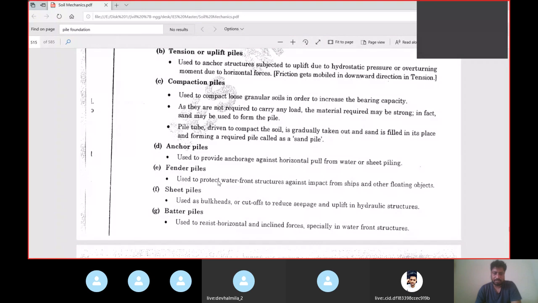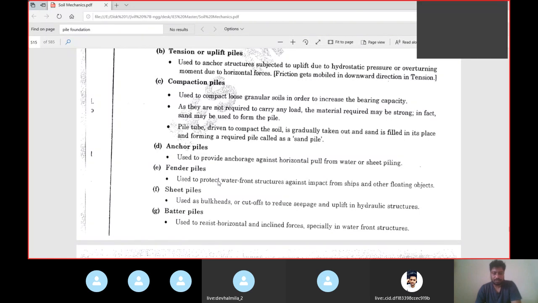So I hope you are all familiar with the seashore areas where ships are near the seashore. In order that the ships may not damage such seashore areas or the nearby areas, they use fender piles to protect the waterfront structures against impact from ships.